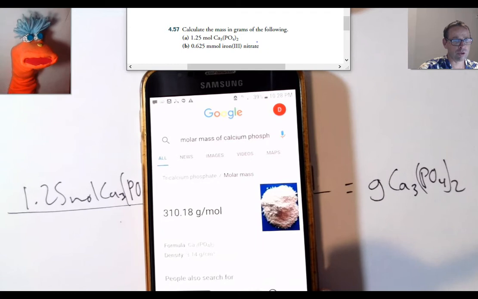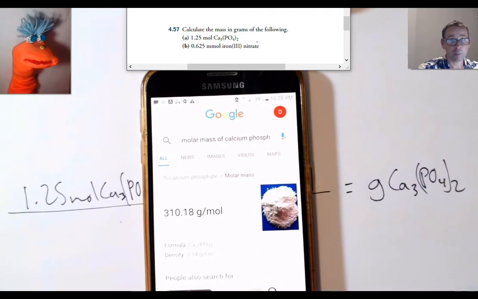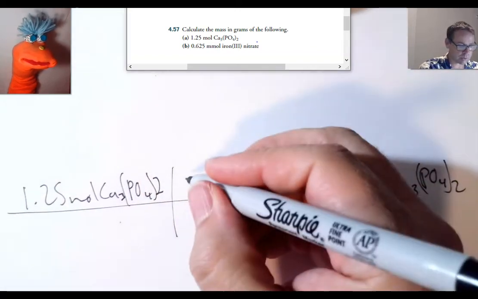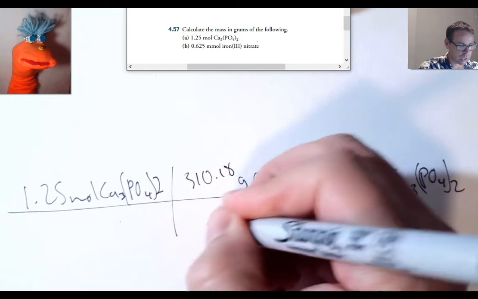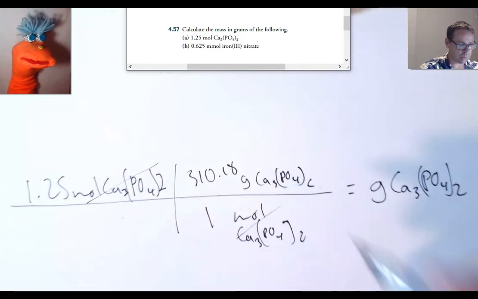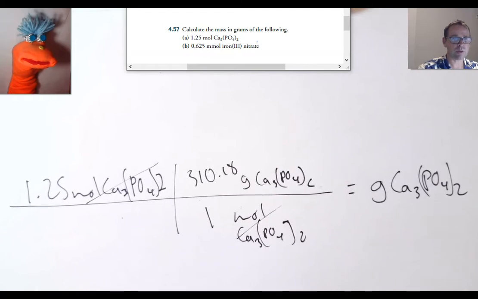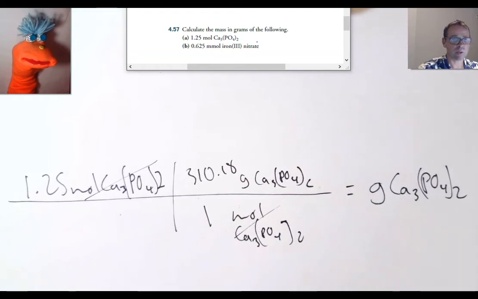Hey, why did it call it tricalcium phosphate? Because it doesn't know how to name chemicals. There are a lot of common names that still are around, and you see them in the media and stuff, but yeah, it doesn't know how to name chemicals appropriately. So 310.18, and that's how many grams I have for every mole. So I got rid of moles, and now I go 1.25 times my 310, and that should give me my grams of calcium phosphate. Okay.